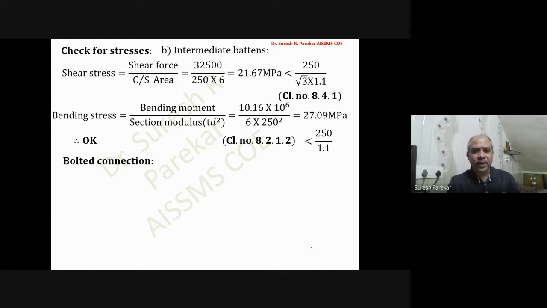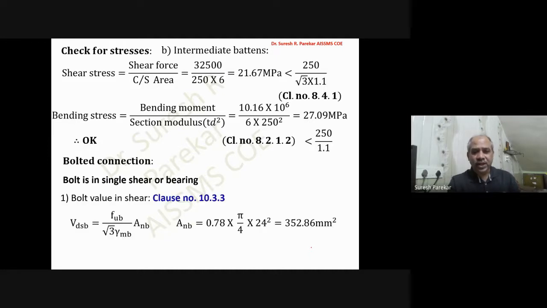Now we will go for the bolted connection here. Now the bolt is in single shear, because we have a connection between battens and channel only. So the value in single shear for the bolt: we had taken 20 millimeter diameter, but after calculation we are not sufficient with this 20 millimeter diameter. So we have taken the diameter of bolt as 24 millimeter over here. With 20 millimeter, my criteria is not going to be satisfied.